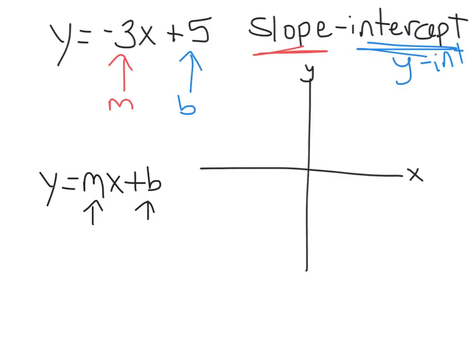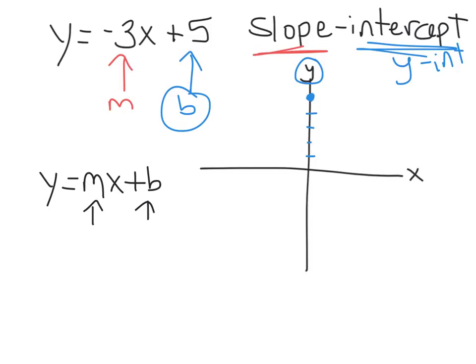So the first thing we're going to do is begin with the b, the y-intercept. On the y-axis, we're going to go up 5 units. 1, 2, 3, 4, 5. Just drawing a rough graph here. There's a point for the y-intercept of 5.